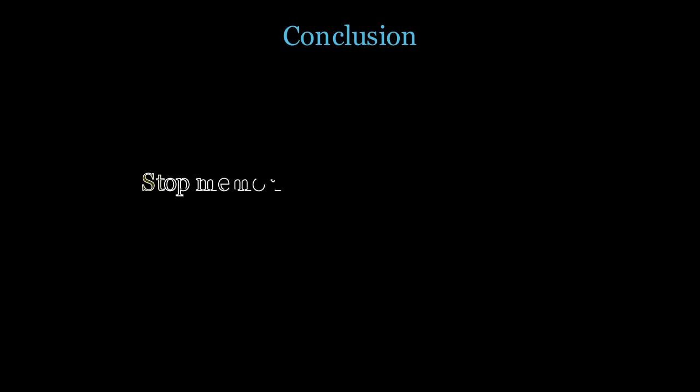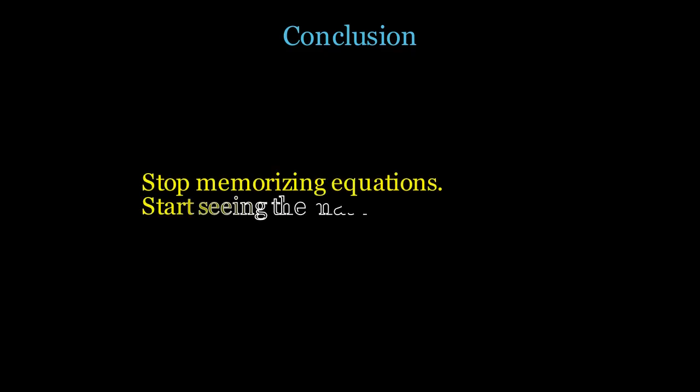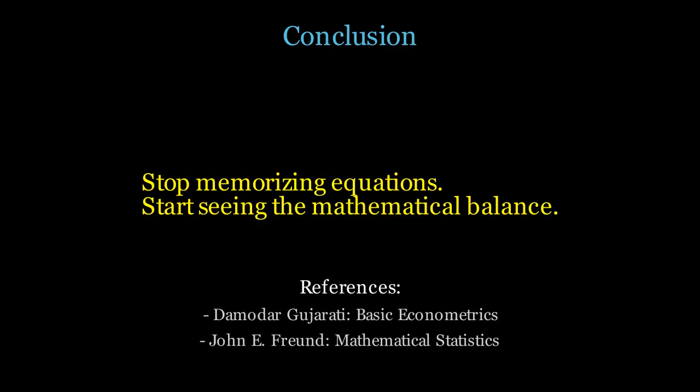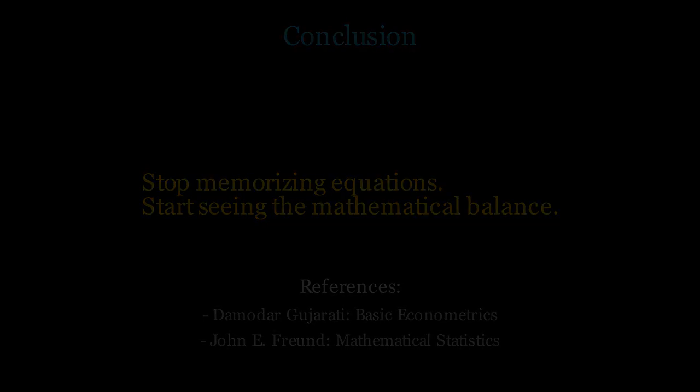And that is the essence of degrees of freedom. It is not just an arbitrary -1, it is an accounting mechanism for statistical honesty. Every time we estimate a parameter, we lose a degree of freedom, restricting the chaotic independence of our data. Stop memorizing equations and start seeing the mathematical balance behind them.